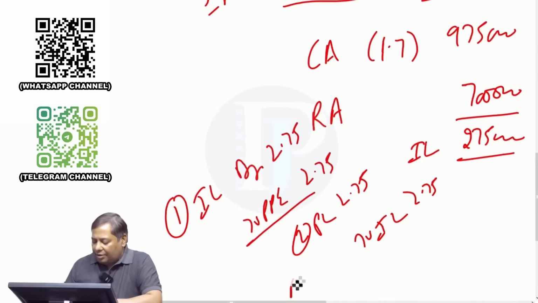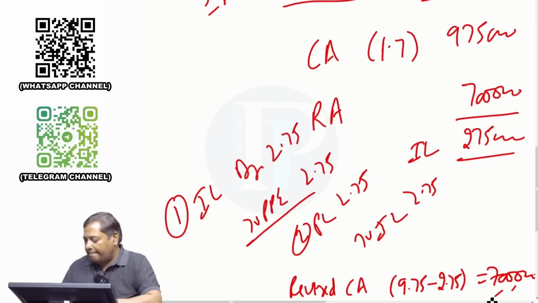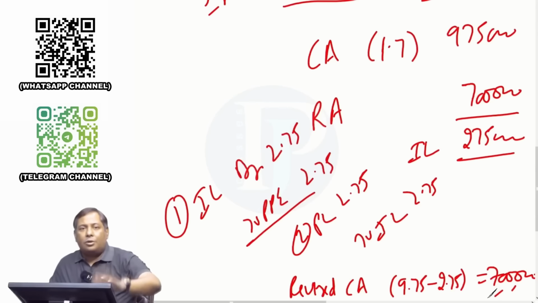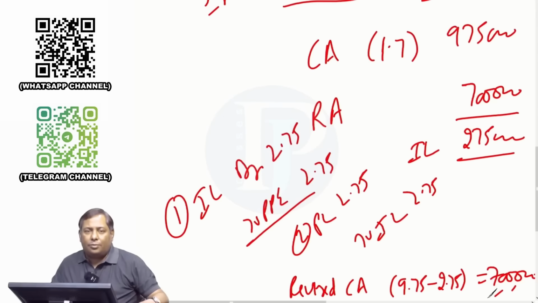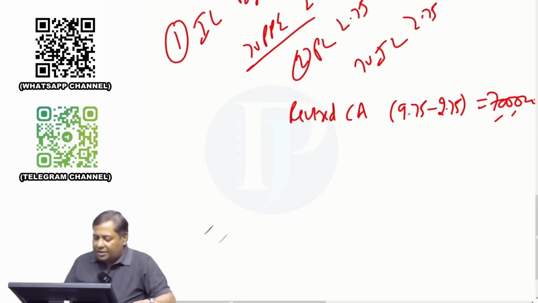Now revise the carrying amount. We get the revised carrying amount: 9.75 minus 2.75, that is 7 lakh rupees. The first step is to charge the depreciation and take out the normal carrying amount. The second step is to put it in the AS-36 test for impairment loss. If any impairment loss comes out according to 36, write it off in P&L. Now we come to the third step.